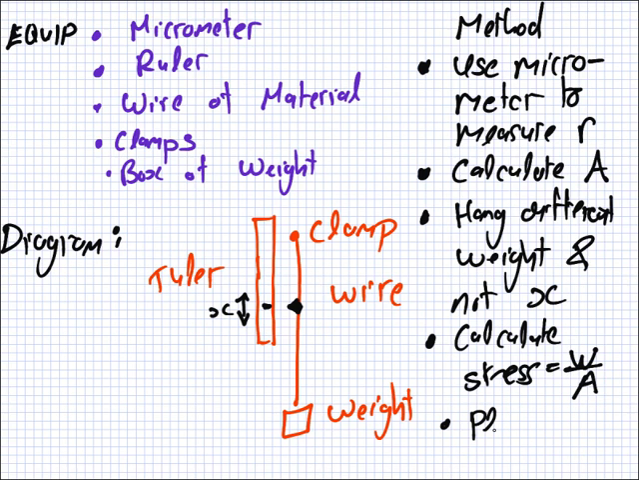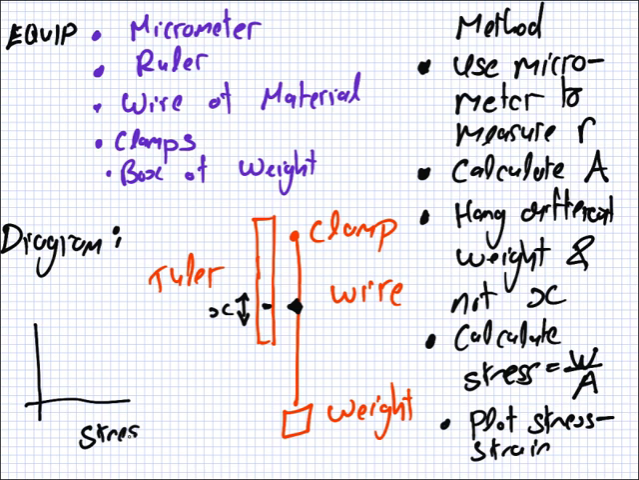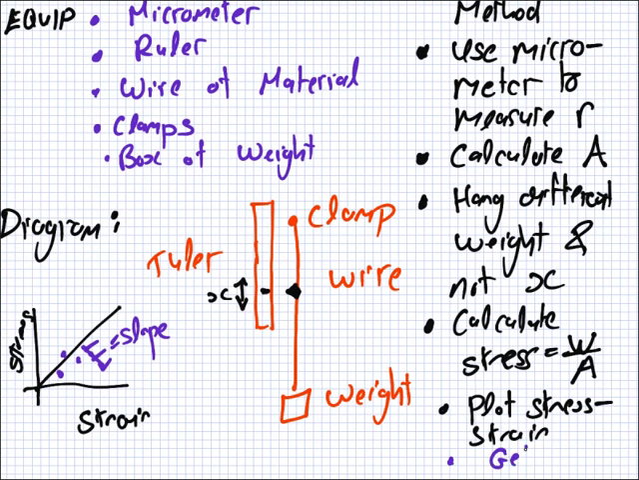Then you plot stress and strain, and the graph looks like this, doesn't it? What did we put here? Strain, was it? And then here, stress. And then finally, after you plot the graph, you have your result. Young's modulus will equal the slope. Then you can get Young's modulus from the graph.